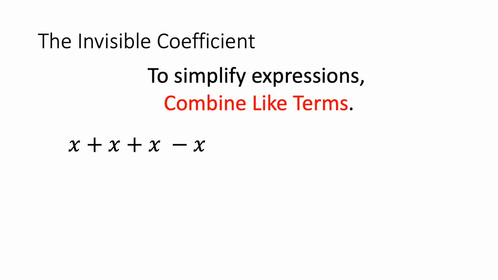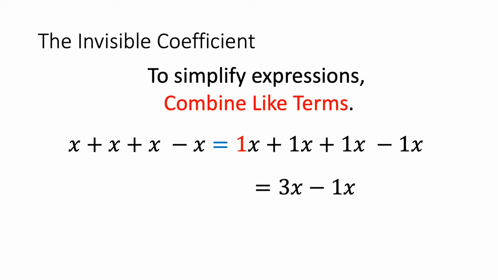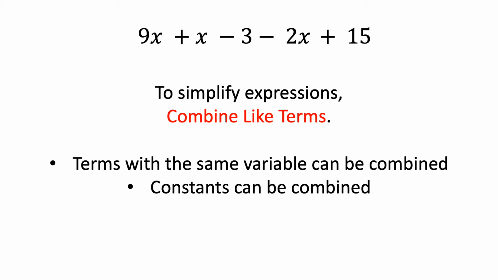In this expression here, we have x plus x plus x minus x. This is the same thing as saying 1x plus 1x plus 1x minus 1x. Because these coefficients are invisible, or in a sense, they represent 1x. So this is 3x minus 1x, or 2x. So when you see a variable standing alone, remember it's representing one of that variable.